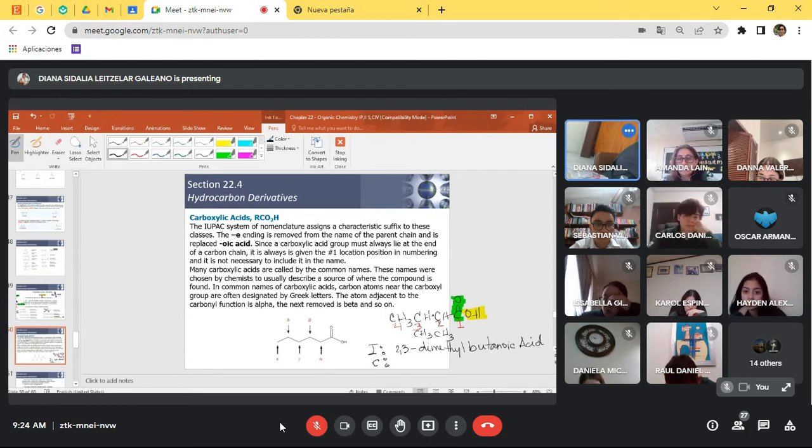Common name for a 4-carbon carboxylic acid must use what prefix? Butyl for four carbons. So it is butyric acid. Substitutes don't change names, so they are dimethyl.